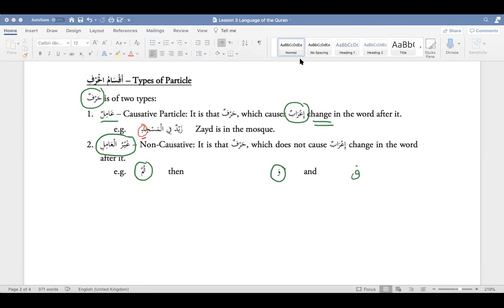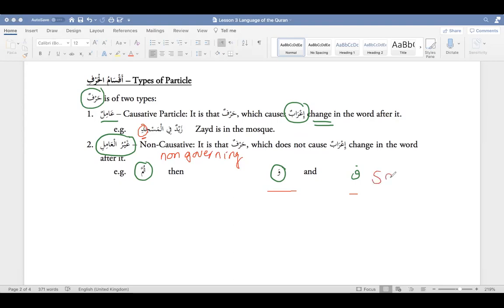And then we have ghayru amil. We said there are 2 types: those that affect the word after them and those that don't. Those that don't are non-causative, non-governing, which do not cause an i'rab change in the word after them. For example, thumma just means then, wow means and, and fa means so.